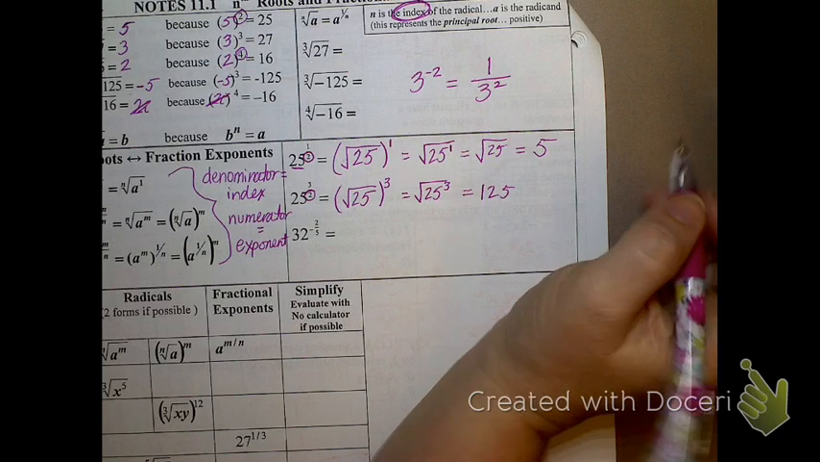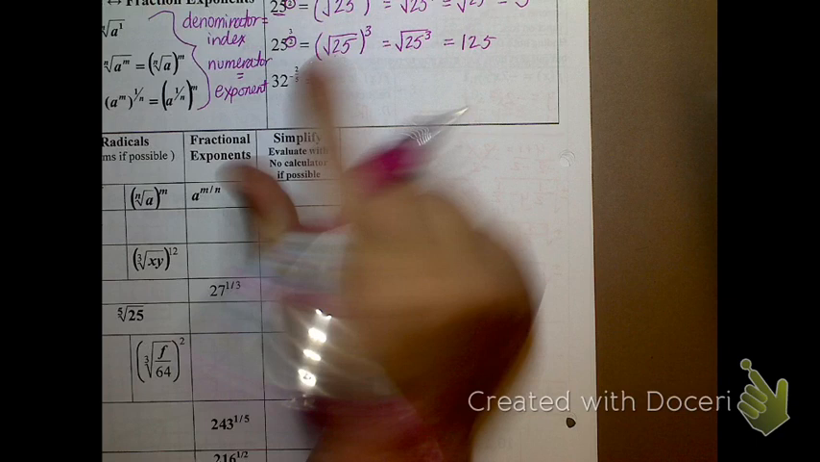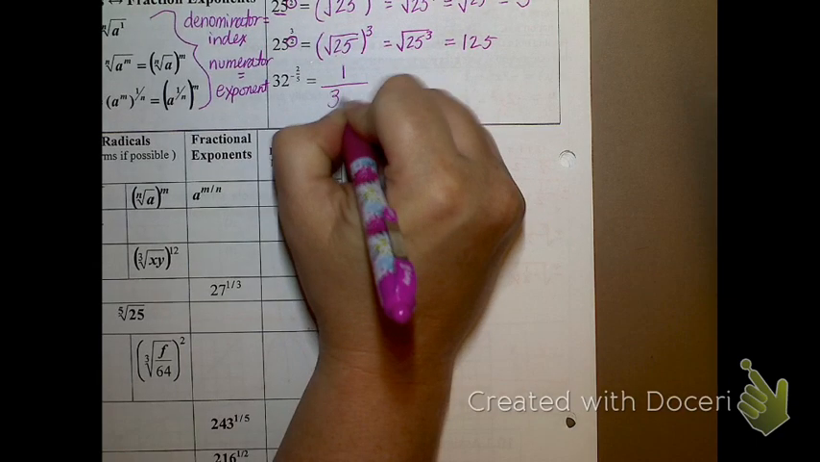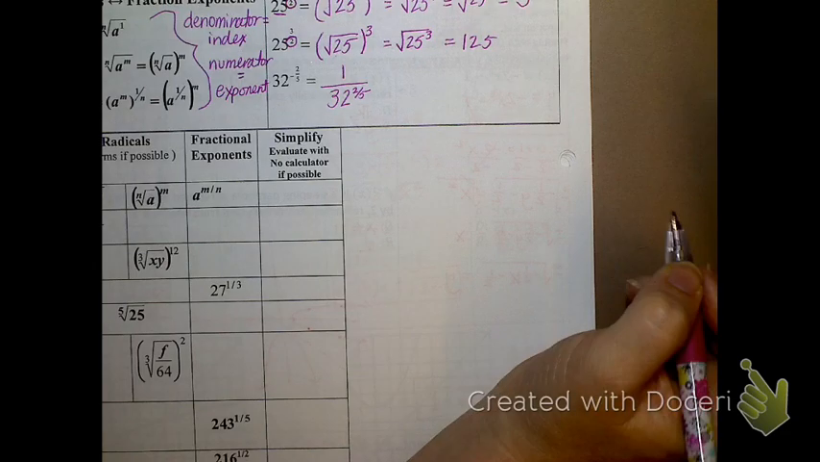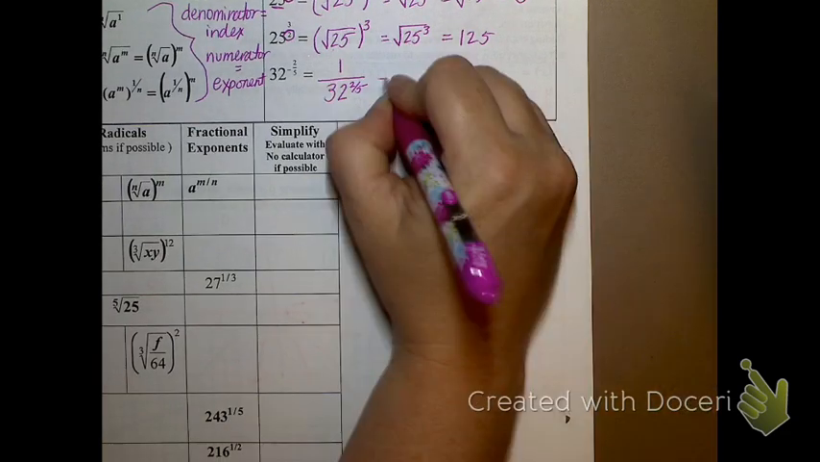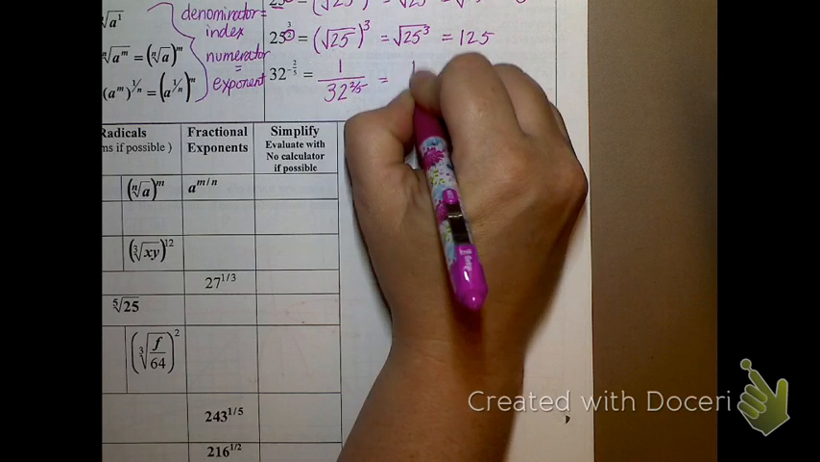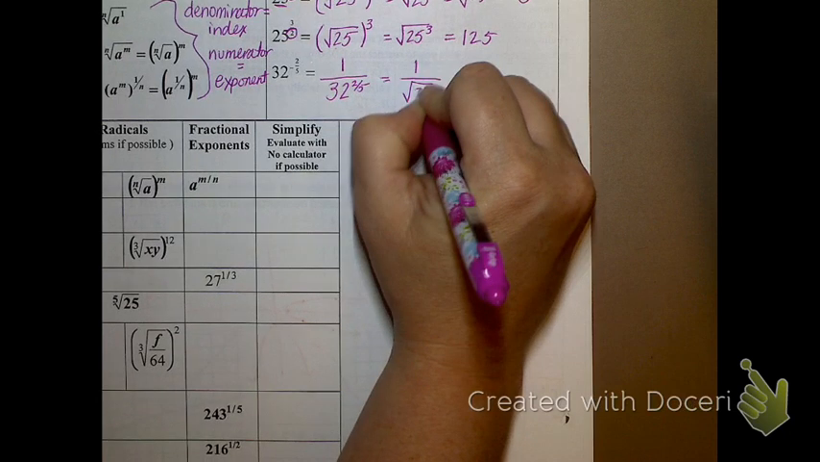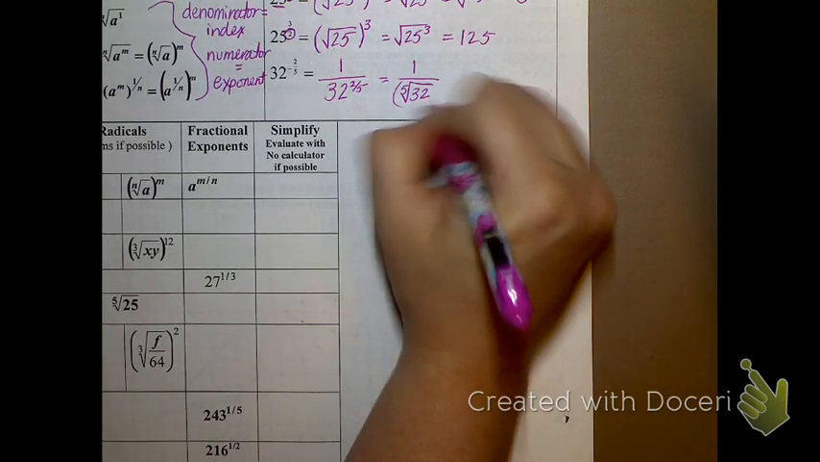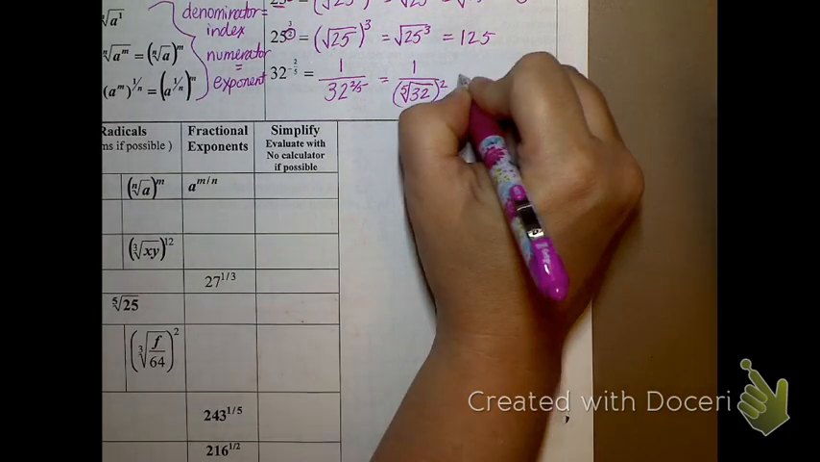So before I do anything as far as changing that to radical form, I would call this 1 over 32 to the 2/5. Now I can go to radical form. What would my index be? The number out front, what would the index be? 5. And again, I could write the squared like that, or I could write it like this.